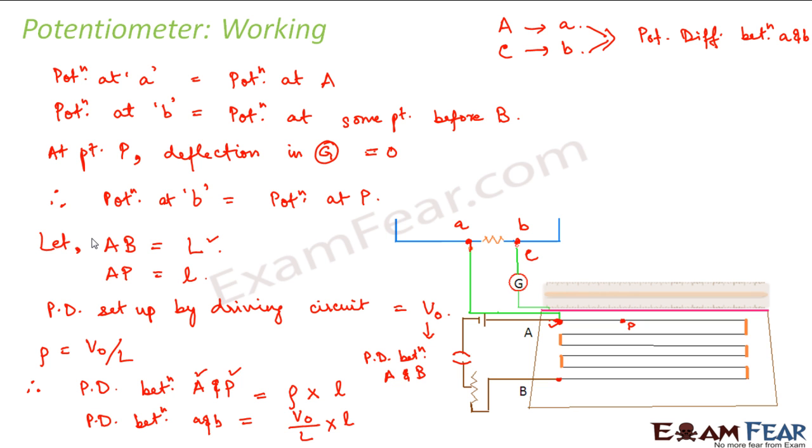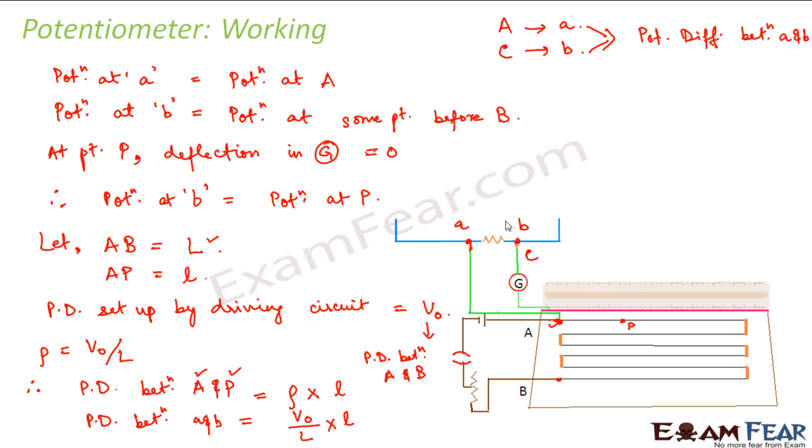So what we can do is that in the previous slide, in this circuit, instead of this circuit AB, if we use a standard cell of EMF E, that means a cell whose EMF value is known to us. As I said, every cell will have a specific EMF value of its own. So let us suppose we take a cell of a known EMF E.